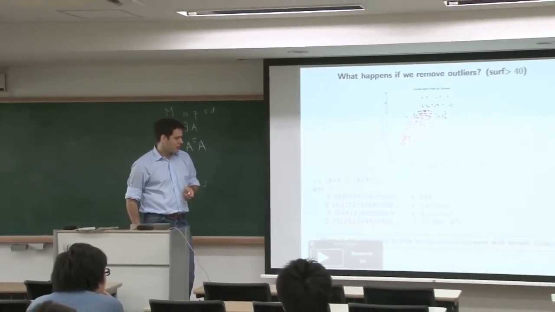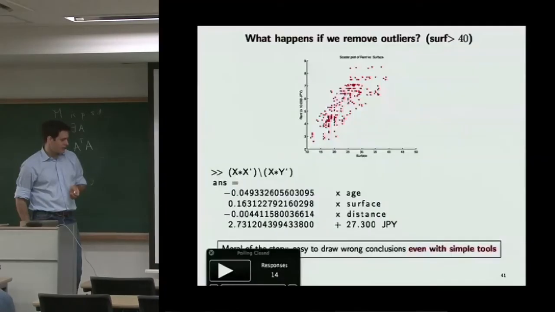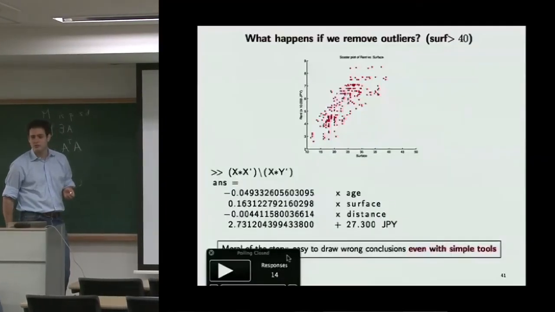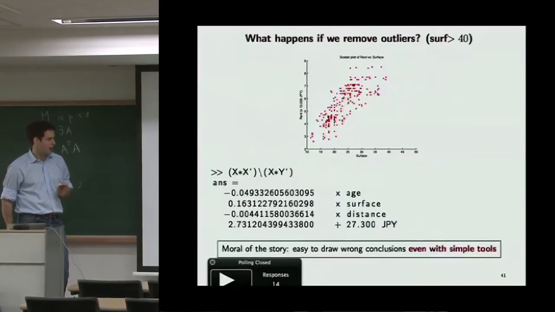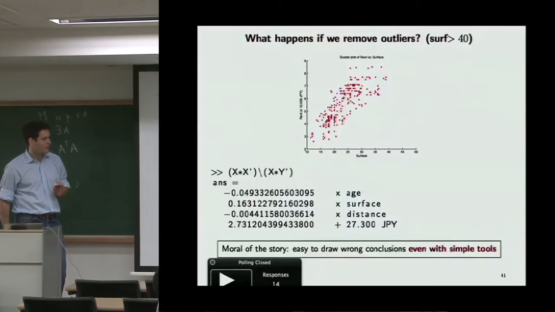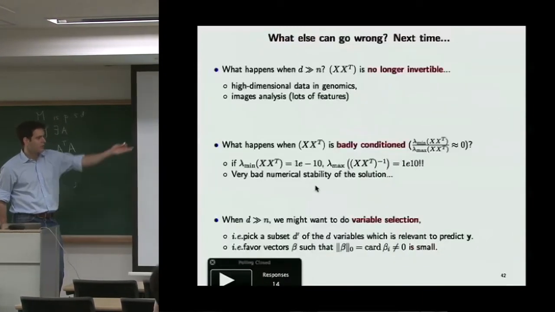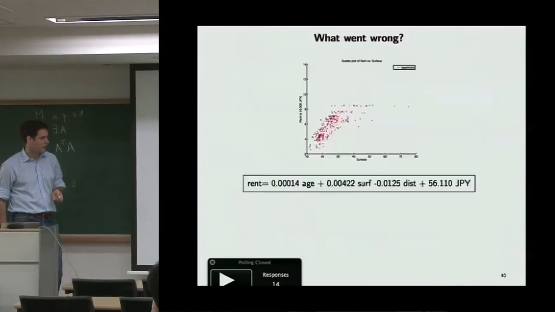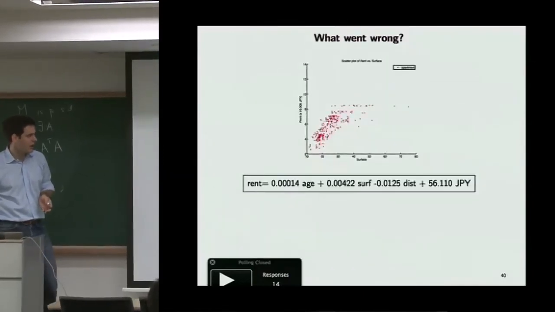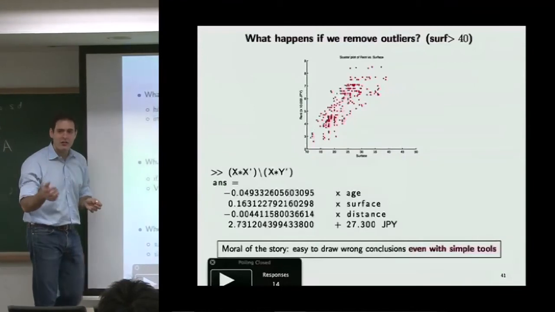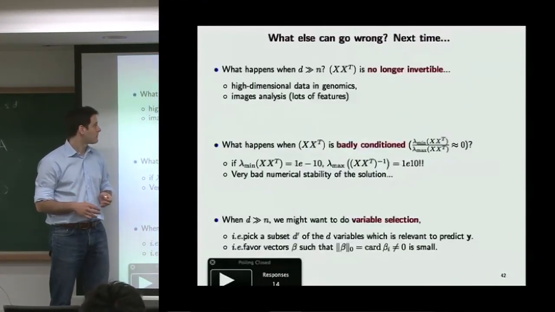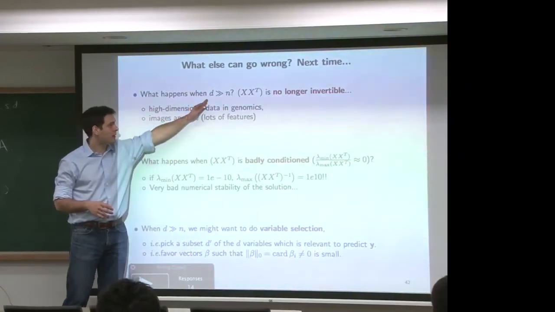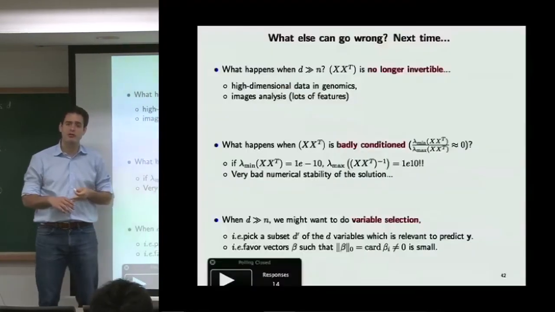So even with very simple tools, one can see that you can draw wrong conclusions if you're not a bit careful and you don't control your data. Here we just did a very simple linear regression, but you've seen how strange the results were when we just took all the data that we had. So that's a problem. And then there are many other things that can go wrong. So I want to really insist that you have to be careful. What happens when the dimension D is much larger than the number of points that you have?